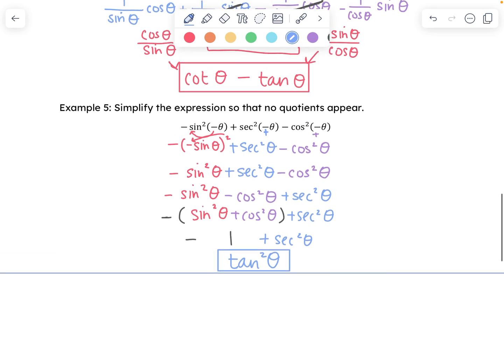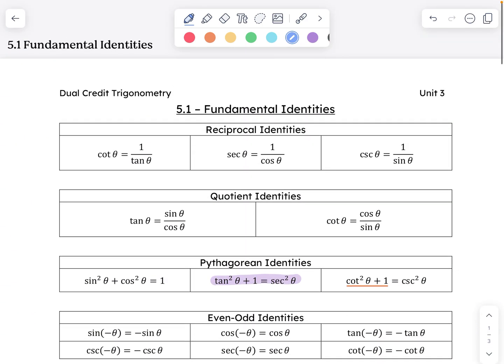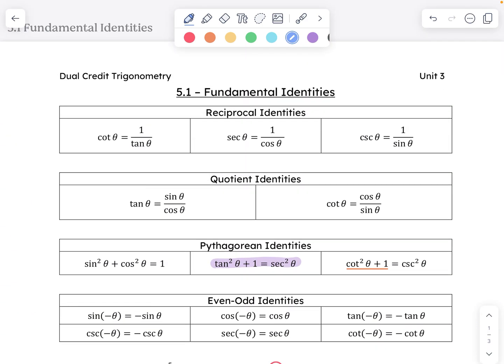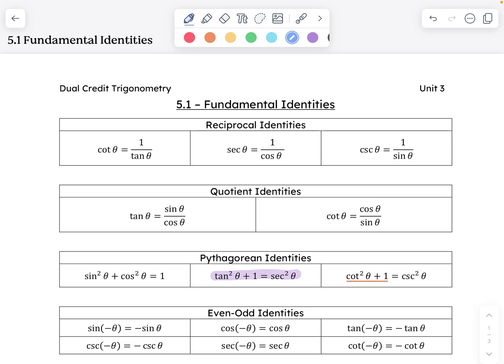So today was kind of getting a little more familiar with our identities. Then we're going to talk about how you can use identities to verify trig equations next class period. So make sure you work on your My Math Lab assignment, and I will see you guys soon. Go ahead and get started on that, and you guys have a good day.